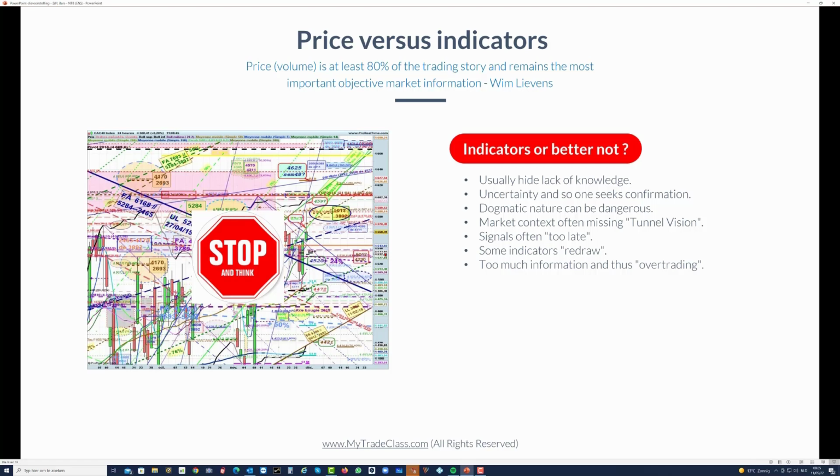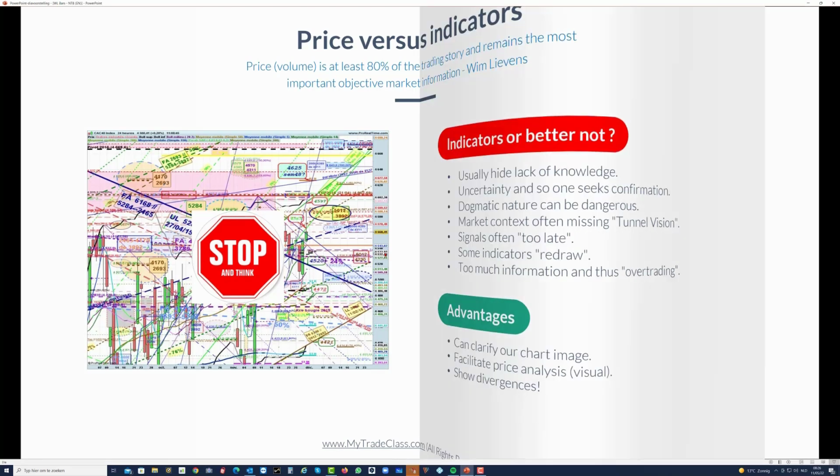Okay, so be careful with these indicators. I'm not saying you can't use any more indicators. By all means do, but limit them. And yes, they can clarify a chart image or help you visually facilitate price analysis, or even when you trade divergences. And fine, that's all good. But let's please accept that 80-90% of our analysis should be done on a chart, not using these indicators, and that these indicators then could come on top. That's the only point I want to make.